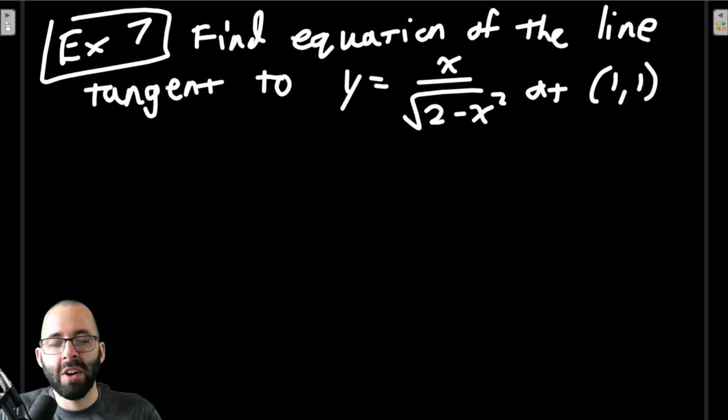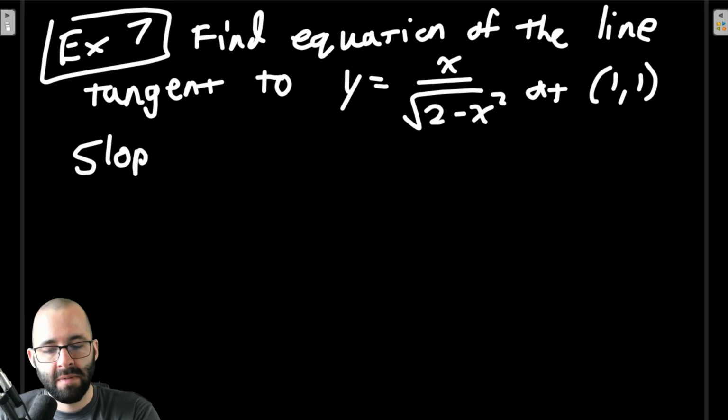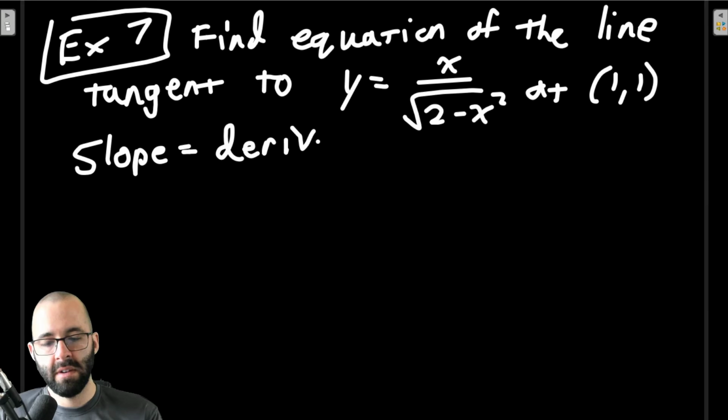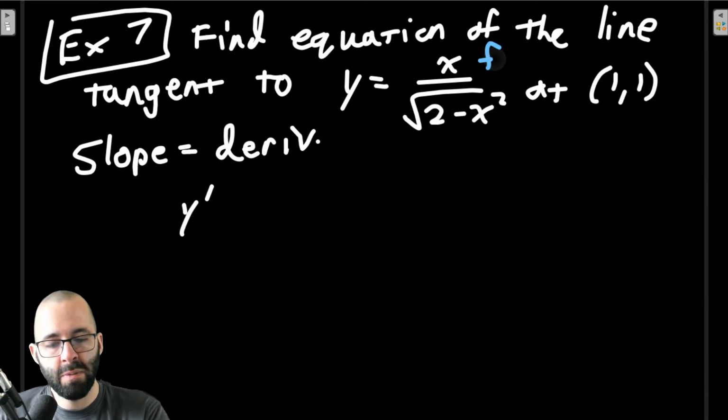All right, so equation of tangent line. We need to find the slope. The slope is derivative. Don't forget that. Slope is derivative. So we need to find the derivative. So y prime. Again, let's let this be our f and this be our g.